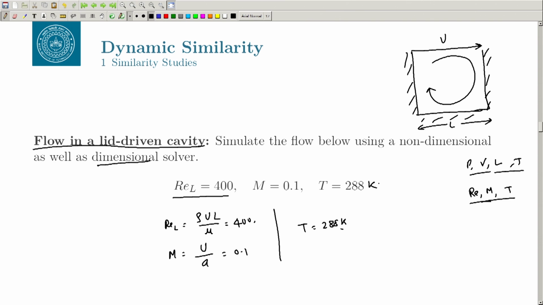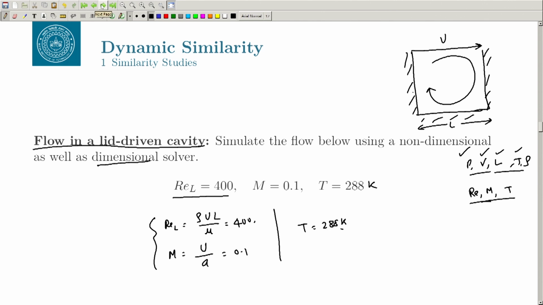Now, if you want to solve this problem using a non-dimensional solver, you have all the numbers given. What you need to do is just set up the problem with the boundary conditions, give the no slip boundary conditions everywhere. For the top lid, you just give the velocity, which in the non-dimensional solver will be equal to 1, because you are non-dimensionalizing with respect to the velocity that is moving. And then just set up the Reynolds number and Mach number. But let us say you want to solve it using the dimensional solver, then you need to find out your values of P, V, L, T and also rho.